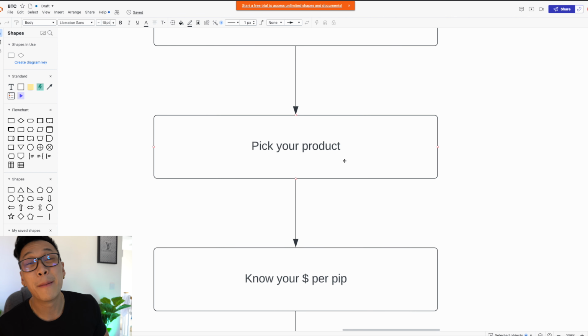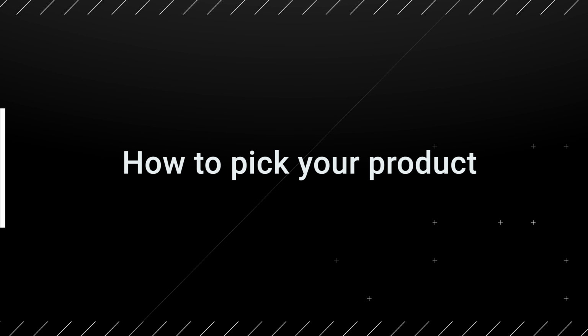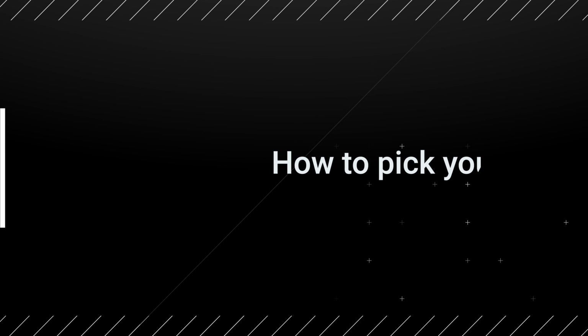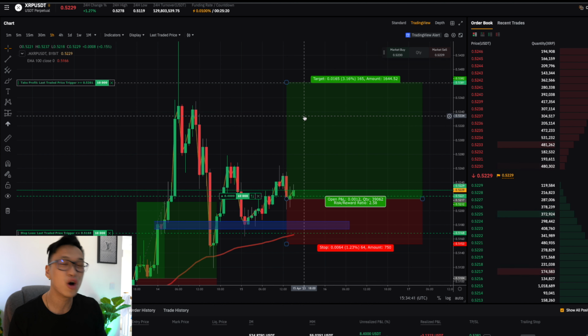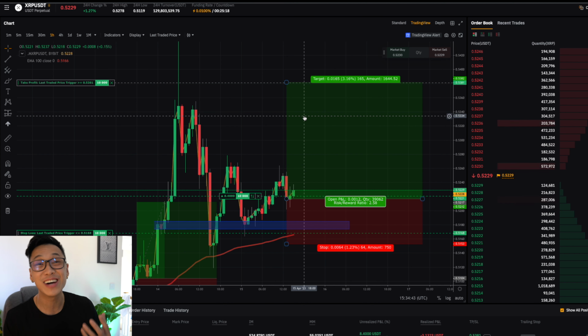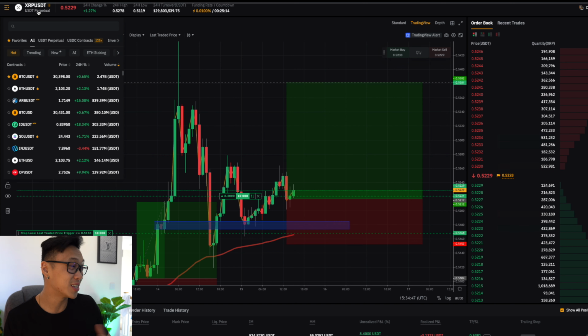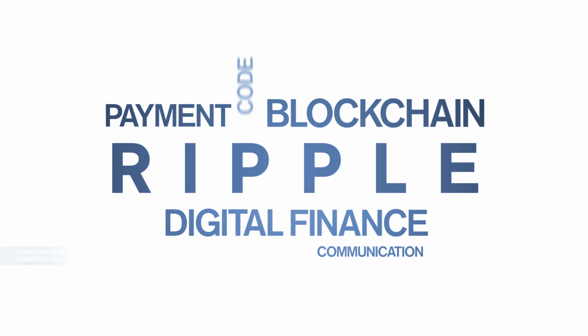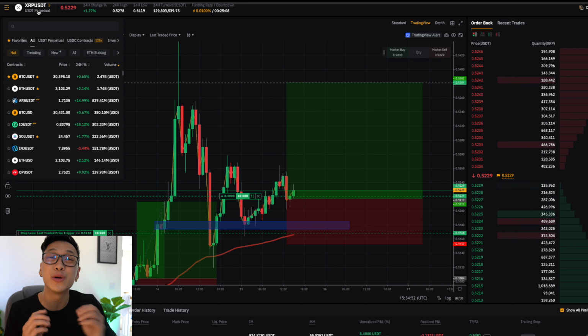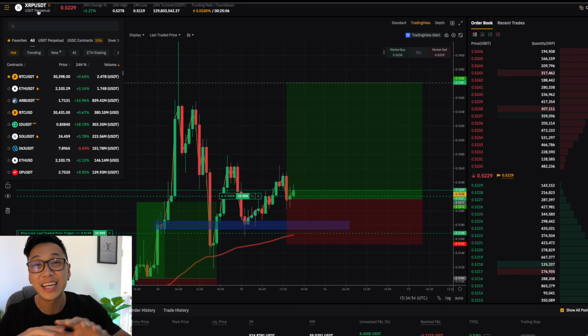So that's the first thing, pick your platform. Number 2 is pick your product. You've got to figure out what it is you want to trade. There are hundreds and thousands of different types of cryptos out there. What do you even trade? Do you trade Solana, Ethereum, Bitcoin, XRP? You can make money on pretty much any instrument whatsoever.